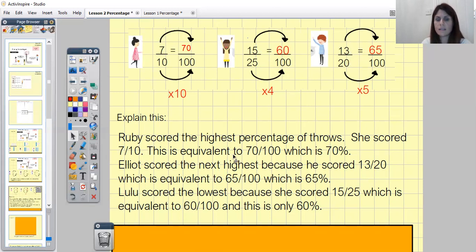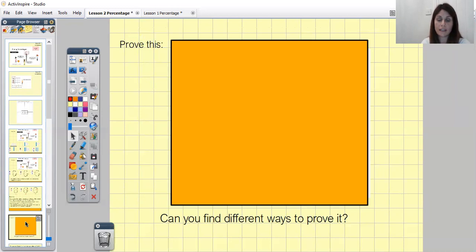So quite a lot of explanation there, because I've got to link it back to that original fraction. I can't just say she scored 70%, because how would somebody know that? If I hadn't clearly gone through that process, I need to demonstrate what process I went through to make sure that I figured out what their percentages were. Okay, let's have a look at our final step then, prove it.